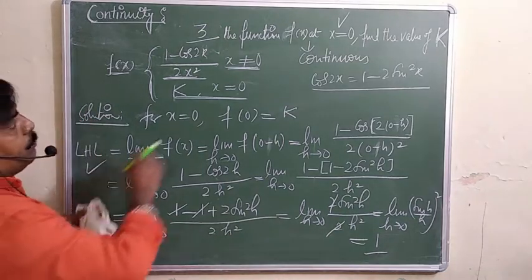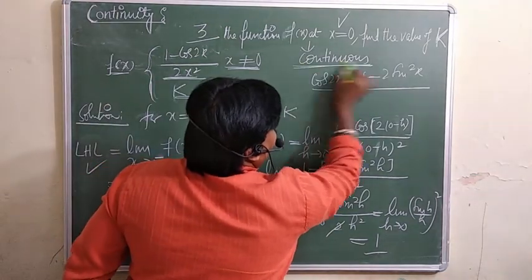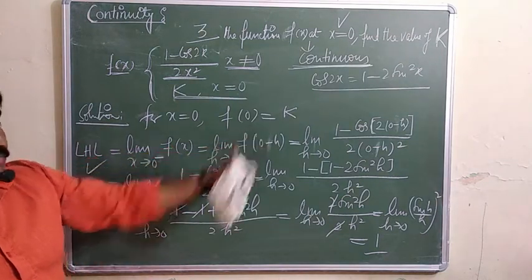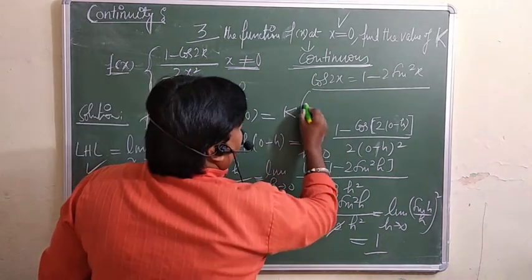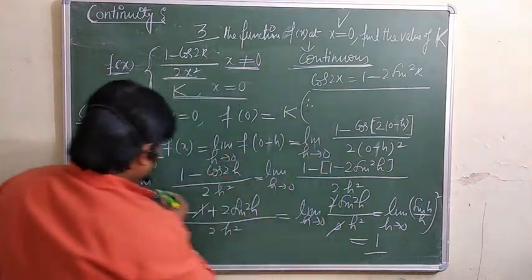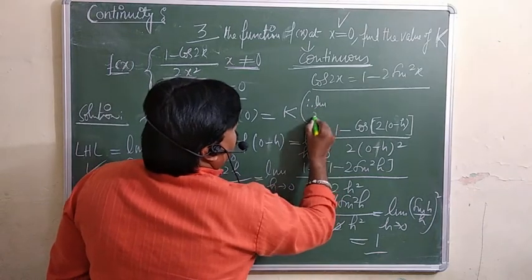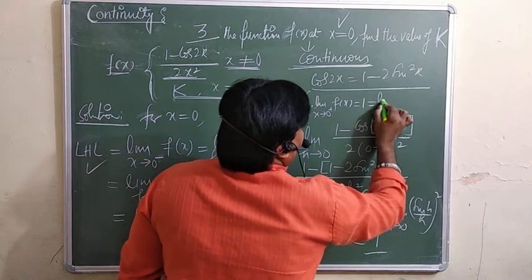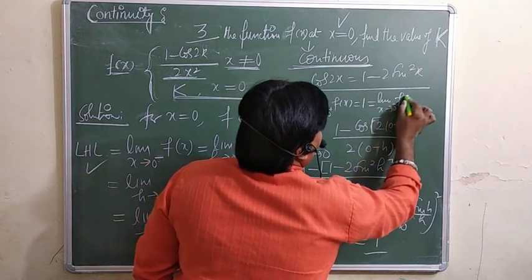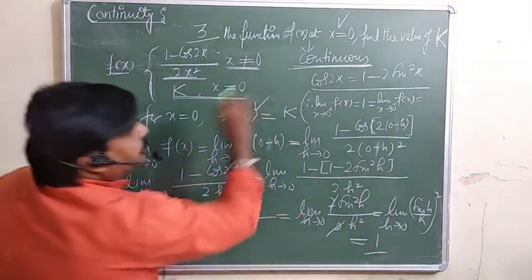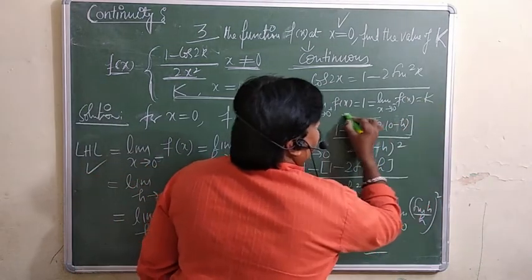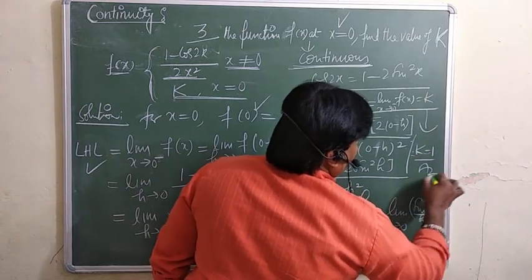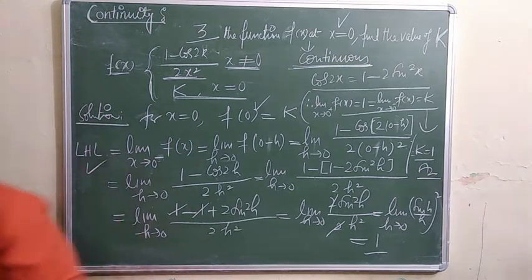So finally, the left hand limit is also 1, and the right hand limit was also equal to 1, because the function is already continuous. It means the left hand limit, the right hand limit and the value at the point will be equal. Therefore limit x tends to 0 plus f(x) is equal to 1, is equal to limit x tends to 0 minus f(x), is equal to the value at the point 0, which is k. Therefore k is equal to 1. So the value of k will be equal to 1. Have a look.